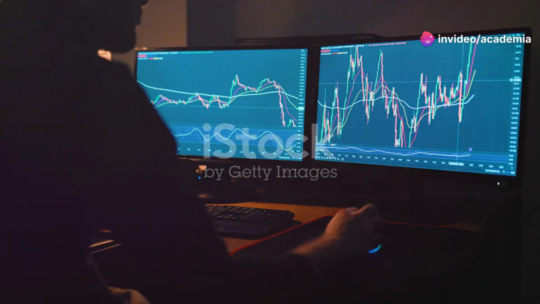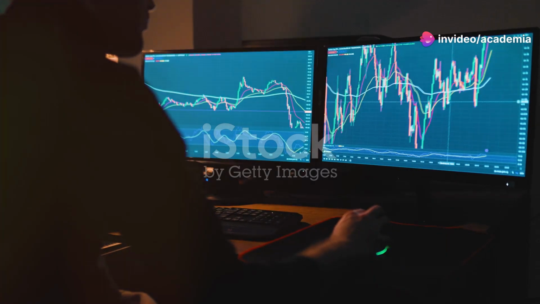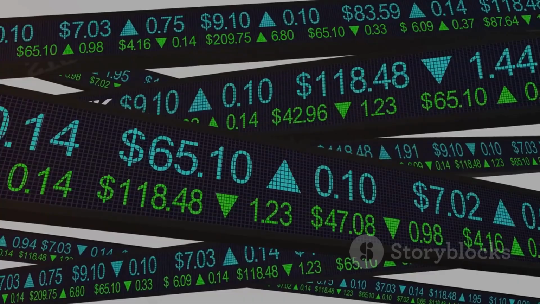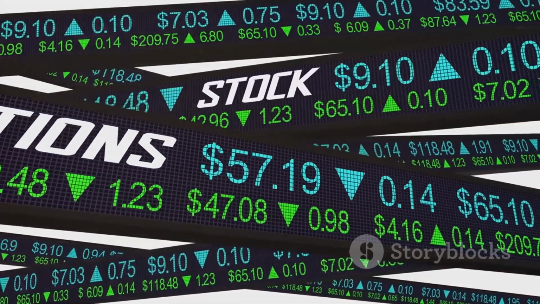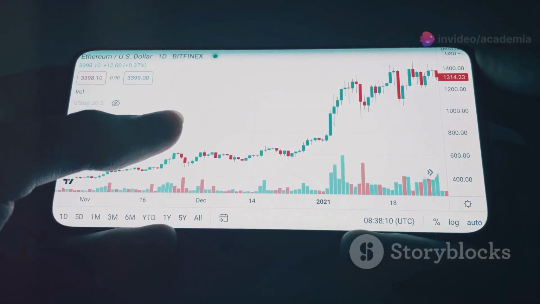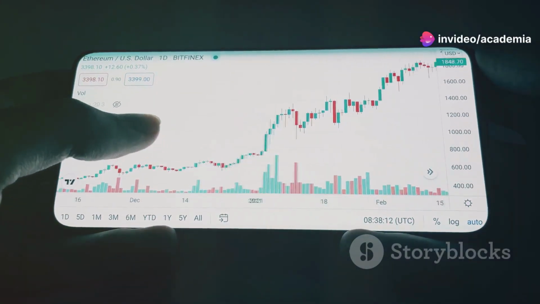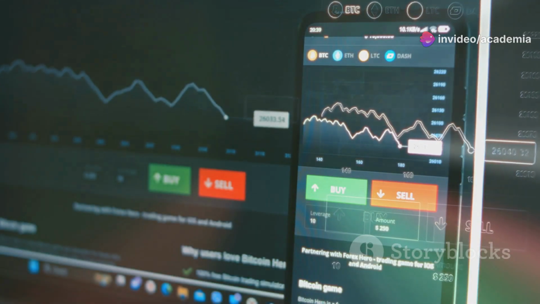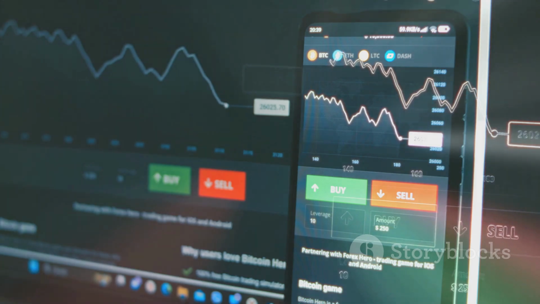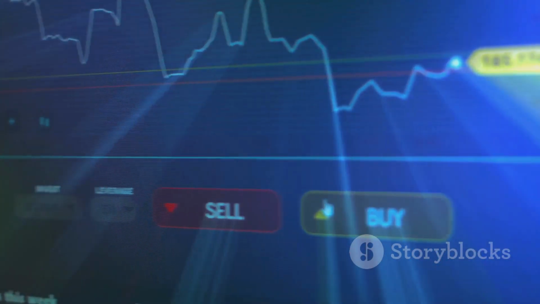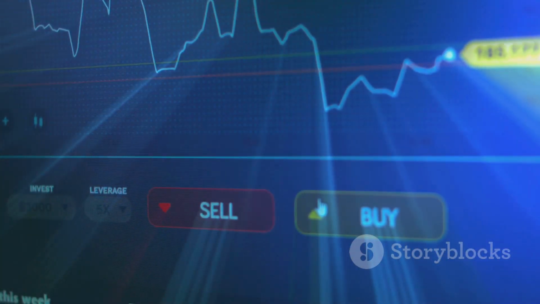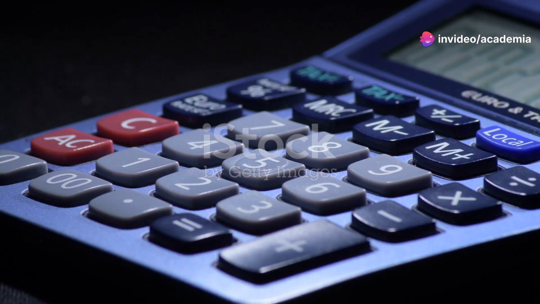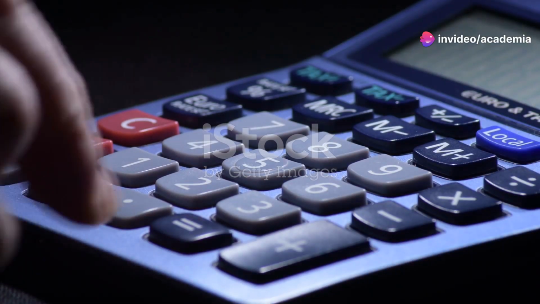A straddle is an option strategy involving the purchase of both a call and a put option on the same underlying asset. These options have the same strike price and expiration date. This strategy profits from significant price movements, regardless of direction. To execute a straddle, you buy a call option and a put option at the same strike price. For example, if a stock is trading at $100, you would buy both a $100 call and a $100 put. The total cost is the sum of the premiums paid for both options.